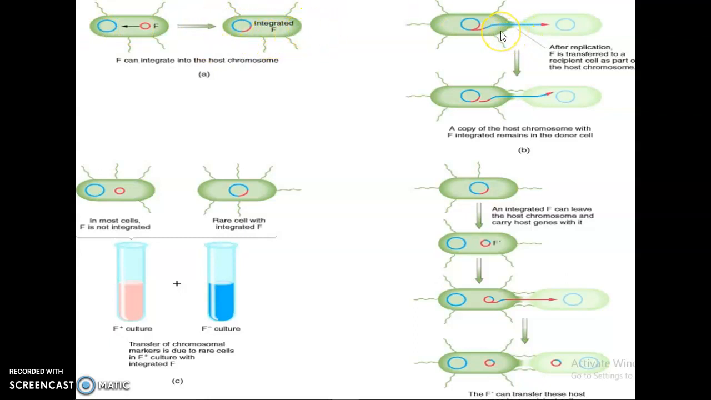Now sometimes normally it gets transmitted to another recipient cell, but sometimes it may move away from this chromosome, this integrated form, and move back into the cytoplasm carrying some of the host genes. And during another conjugation, these host specific genes can be transferred into a recipient cell.